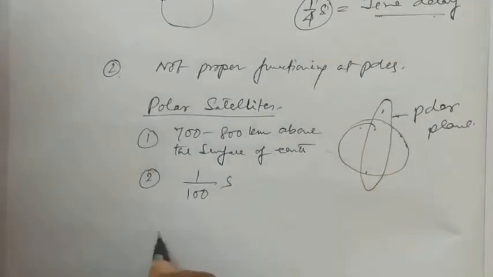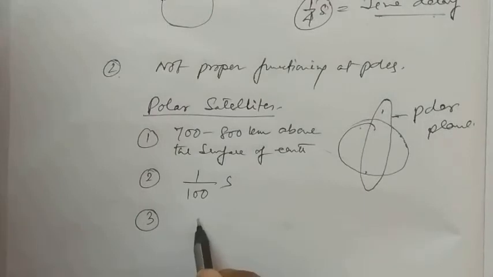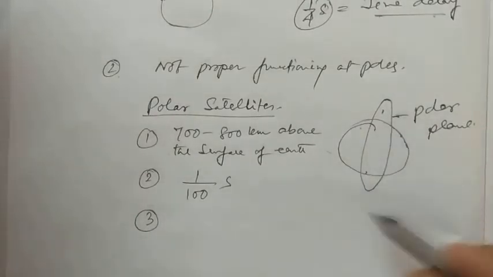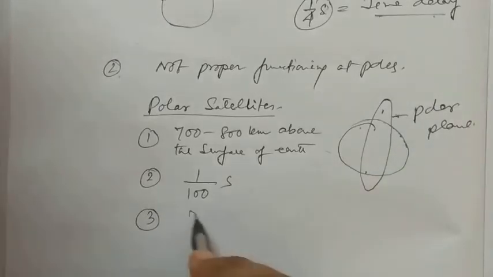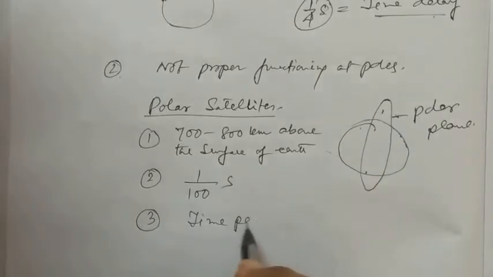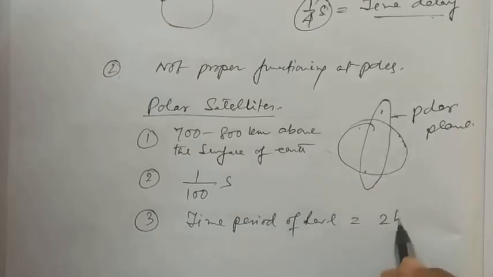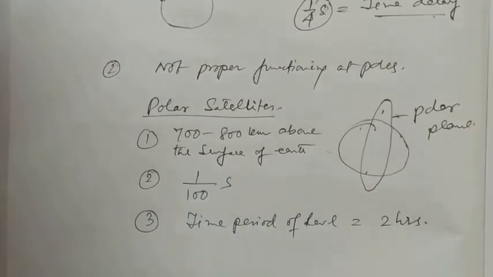Now, one more important thing is the period of revolution of these polar satellites. These satellites have a time period of revolution equal to approximately 2 hours. That is, to revolve around the Earth once, a polar satellite takes a time of 2 hours.